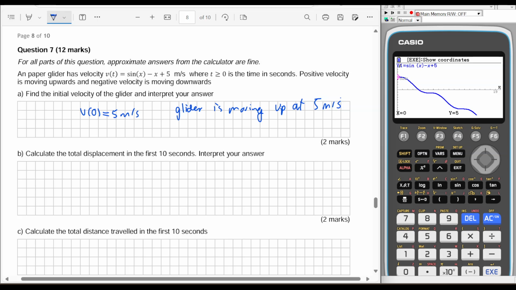Calculate the total displacement in the first 10 seconds. So you're going to go G-solve, you're going to go to integral, and you're going to go mixed 0 to 10. 10 is the upper bound. There we go. So we've got two numbers there. The first number is the integral. So displacement after 10 seconds roughly equals 1.84 meters above the starting point, because we're doing an up-down problem.